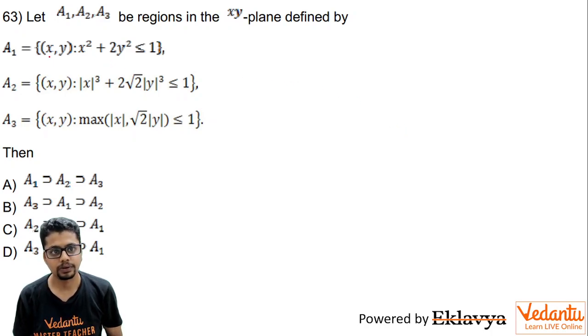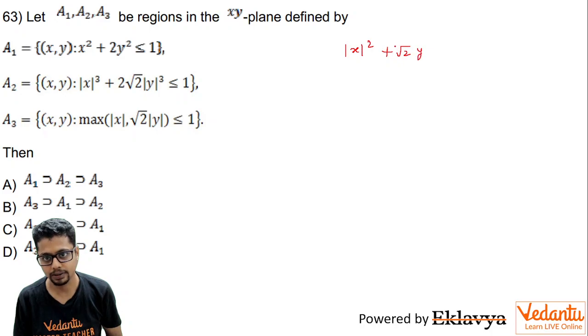Now what about A1? If you see carefully, it is mod x squared plus mod root 2y squared less than or equal to 1. And similarly here you may say mod x cubed plus mod root 2y whole cubed less than or equal to 1, and that means mod x and mod root 2y are involved.